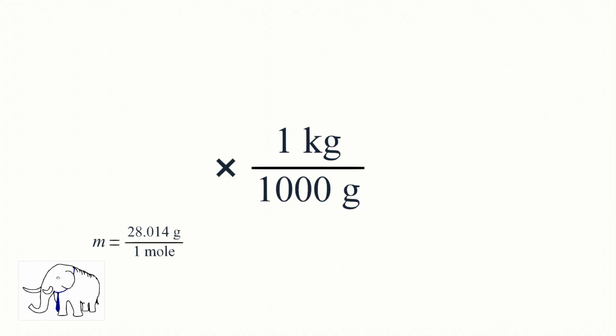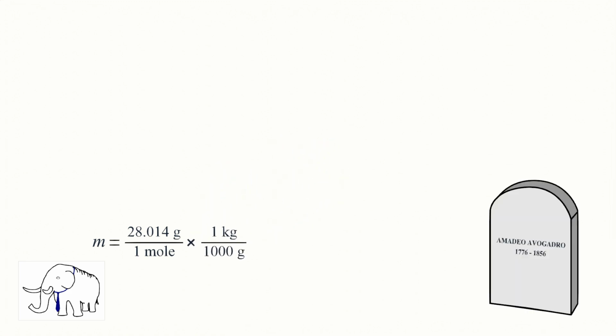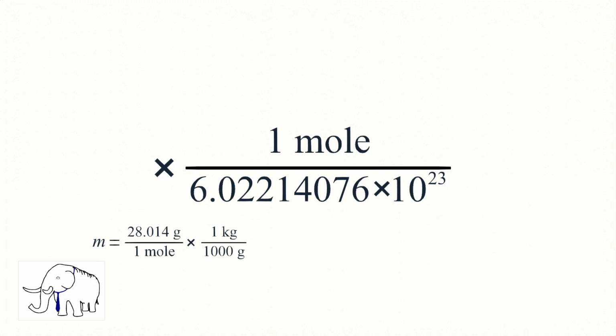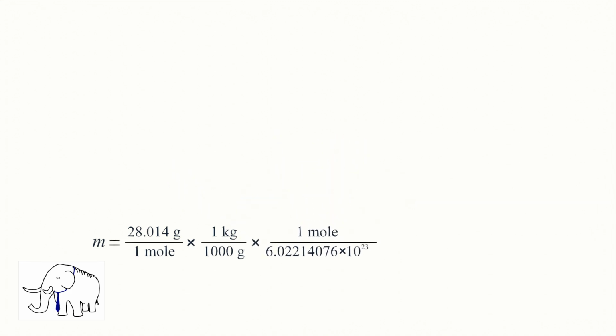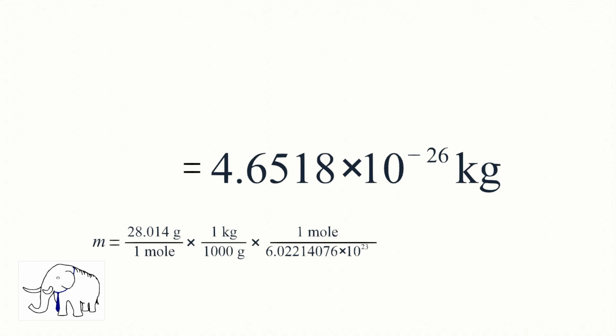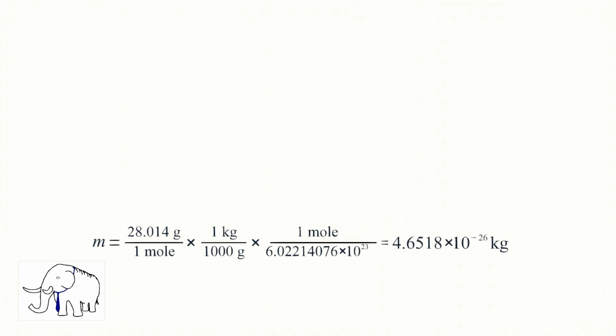Then we multiply by our other old friend, the Avogadro constant. 1 mole is 6.02214076 times 10 to the 23rd, in this case 10 to the 23rd nitrogen molecules. The grams cancel, the moles cancel. I end up with kilograms. I crank through the numbers on my calculator. 4.6518 times 10 to the minus 26th kilogram per nitrogen molecule. Now 10 to the minus 26th is a very small number, but keep in mind nitrogen molecules are very small things. Now I can take that number and plug it into our previous equation.